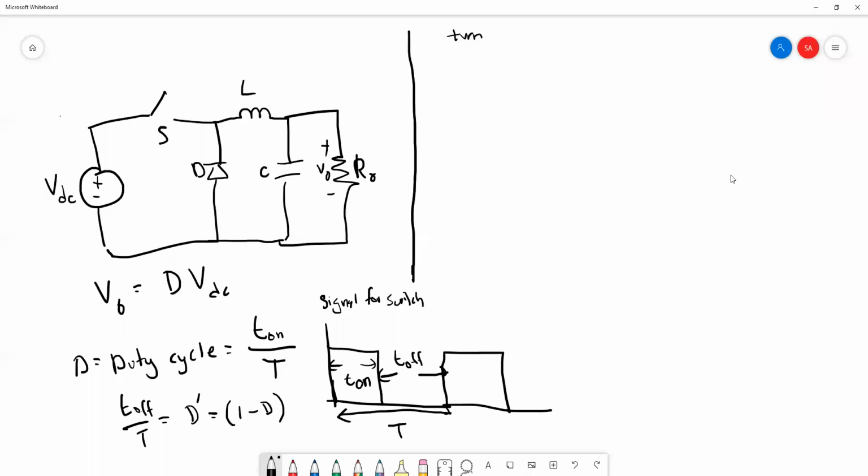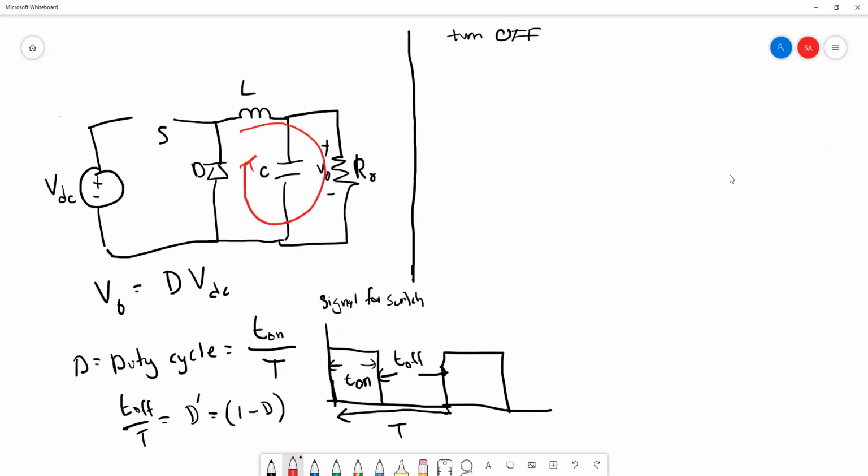Now we continue with the analysis during turn off, meaning that the switch is open. What happens when the switch is open? The current from the supply no longer flows, meaning that the current will be supplied by the inductor. So the inductor will discharge its energy, and the current will flow freewheeling inside this circuit.